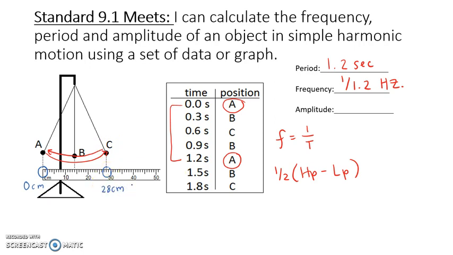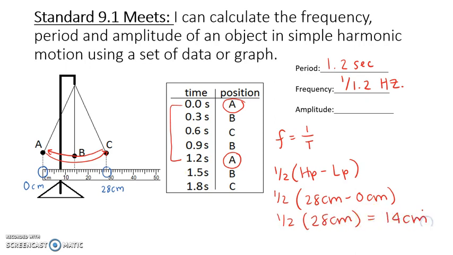So if we take 1/2 the high point minus the low point, we get 1/2 of 28 centimeters minus 0 centimeters. 1/2 of 28 centimeters equals 14 centimeters. So amplitude is 14 centimeters.